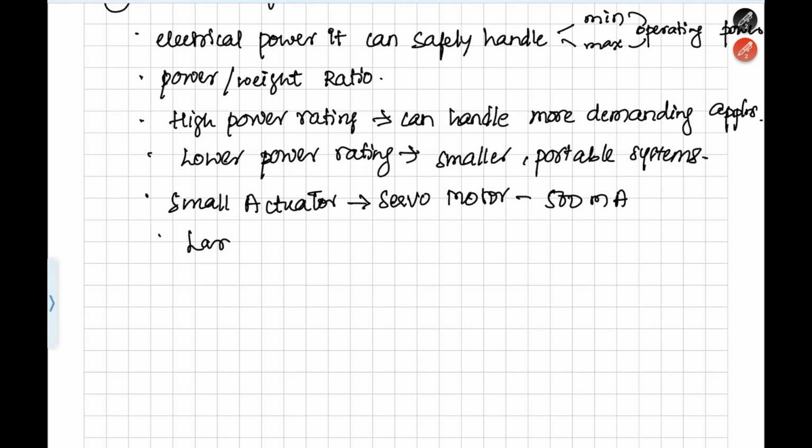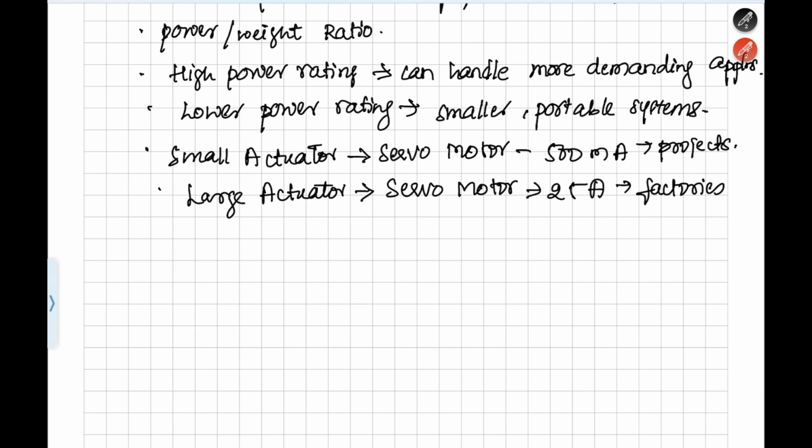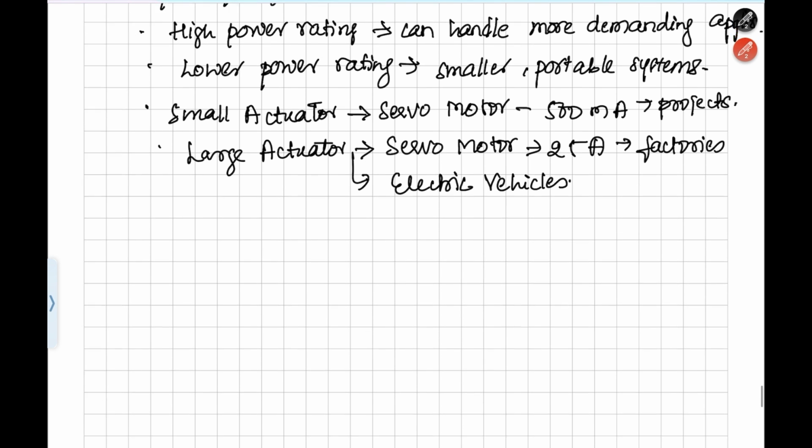Whereas when we speak of large actuators, again a servo motor with 25 amperes can be used. This will require a separate power source, and this can be used in factories and all. This is used in projects. Then again, we can also speak about electric vehicles. They also require a large amount of power, right?